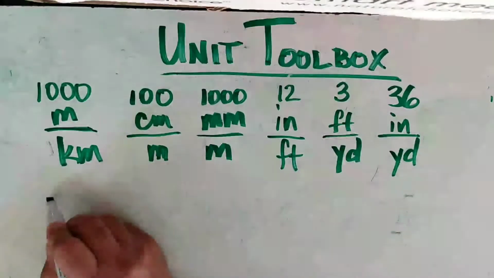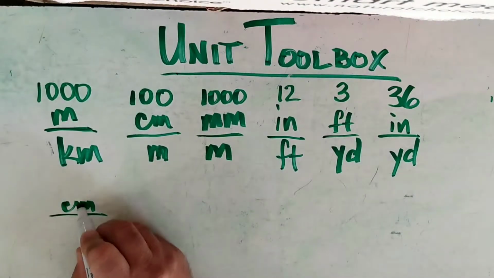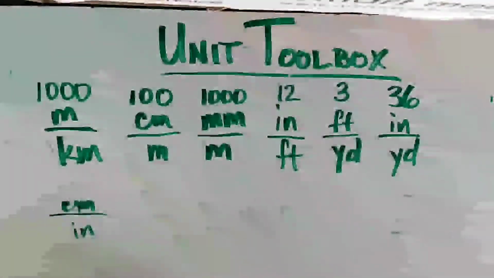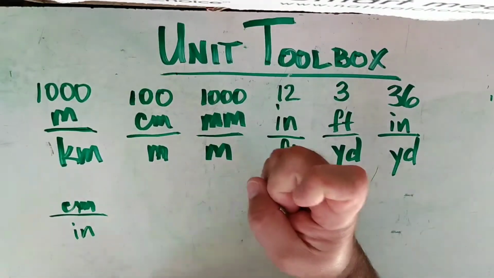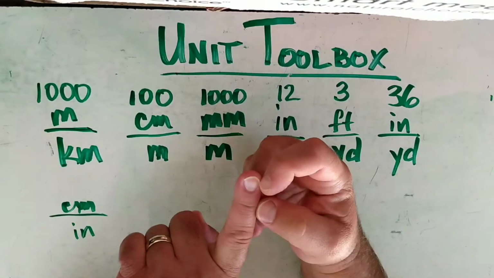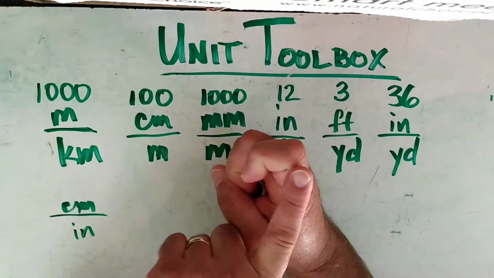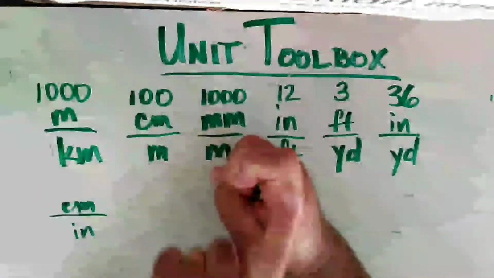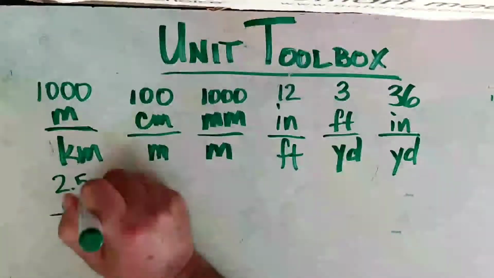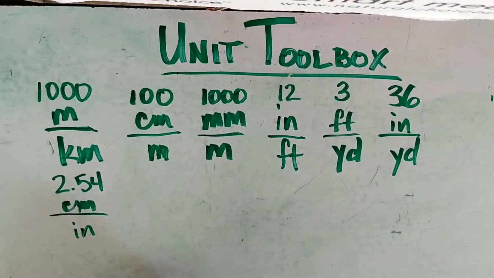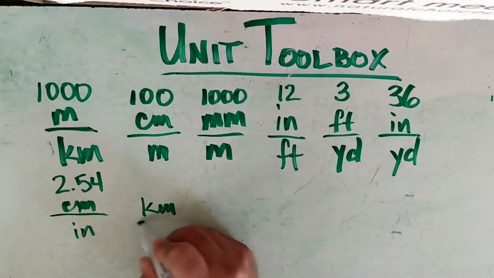So right down here, how many centimeters are in an inch? Well, remember what our inch looks like. Our inch is the knuckle. Our centimeter is from one side to the other side of our fingernail. So how many of these are there? 1, 2, little more than 2.5, but less than 3. So 2.54 centimeters in an inch.